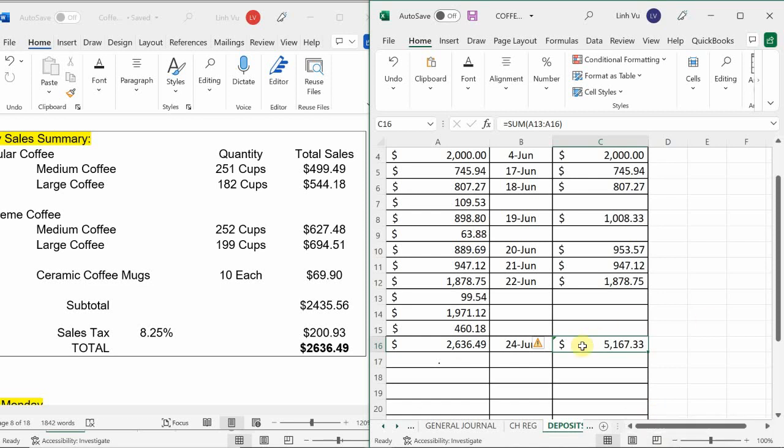Actually, let me double check my formula. Okay, good. I selected 4 numbers. Yeah, I had a random number added in. But I got that.